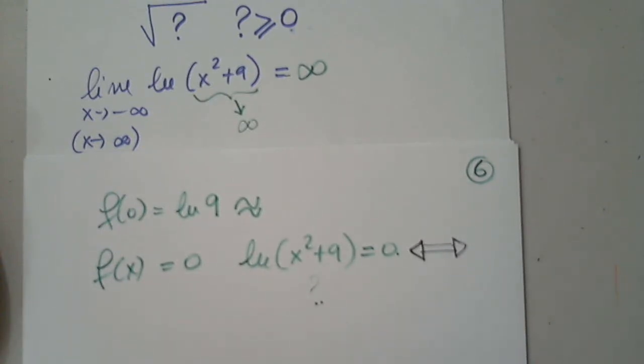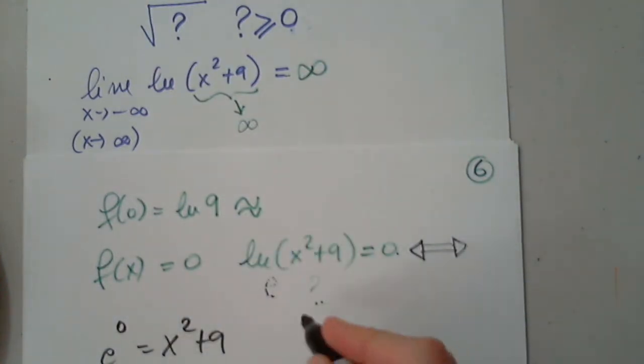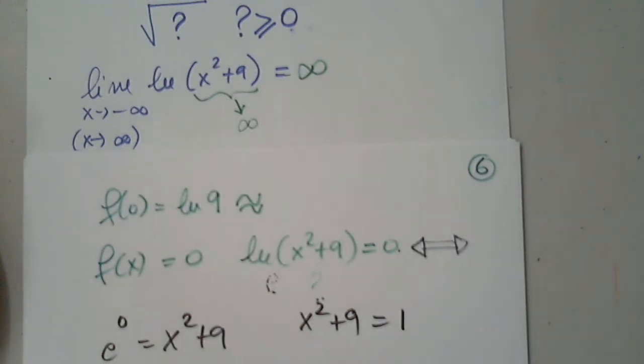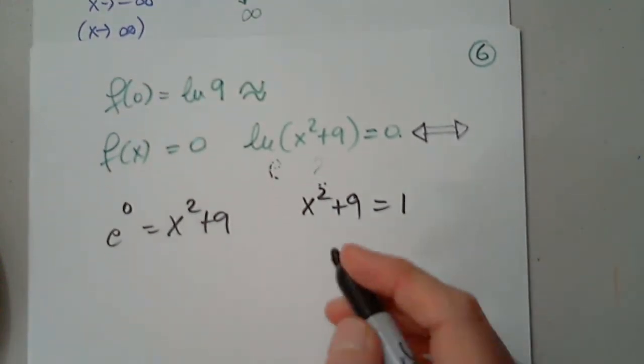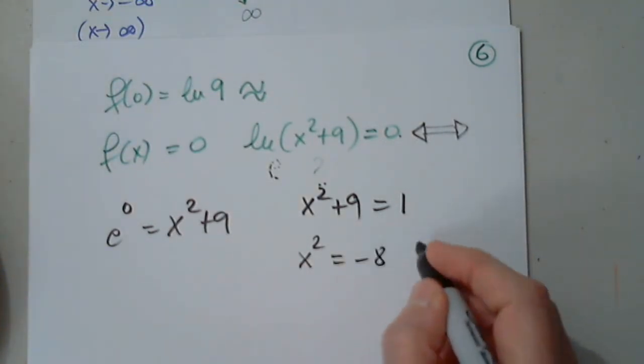Wouldn't ln have to be ln 1 equals 0? Absolutely. Only natural log 1 is 0. The other way would be, since the base is e, e to 0 equals this. But e to 0 equals x squared plus 9 is the same thing, that x squared plus 9 must equal 1. Awesome, thank you. So then we have x squared equals negative 8.